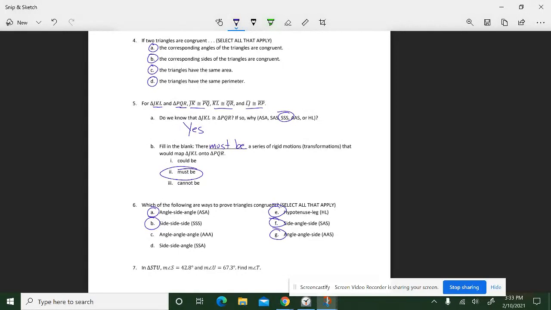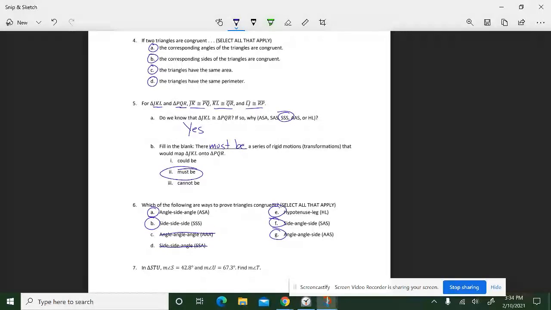The 2 that we never use that would not work are angle, angle, angle. If you don't have a side, then you could get 2 triangles with different sizes. Even if they're the same shape, they'd be different sizes. And side, side, angle. If the sides and angles are not in the right place, you can get 2 triangles that have 2 pairs of congruent sides and a pair of congruent angles that look very different. So those are the 2 you eliminate. The other 5 work.